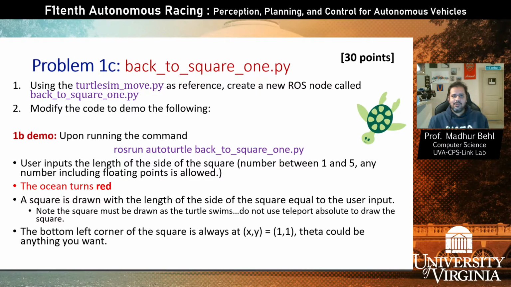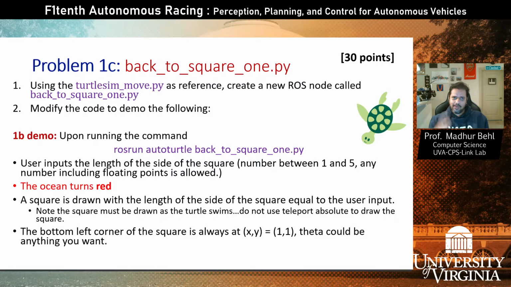What you need to do is have the turtle swim across each length or each edge and draw a perfect square. And that's really what you have to submit. To ensure that your square is always within the ocean itself, you have to also force the bottom left corner of the square to always be at 1,1 in the ocean. So again, pay attention to all the requirements.